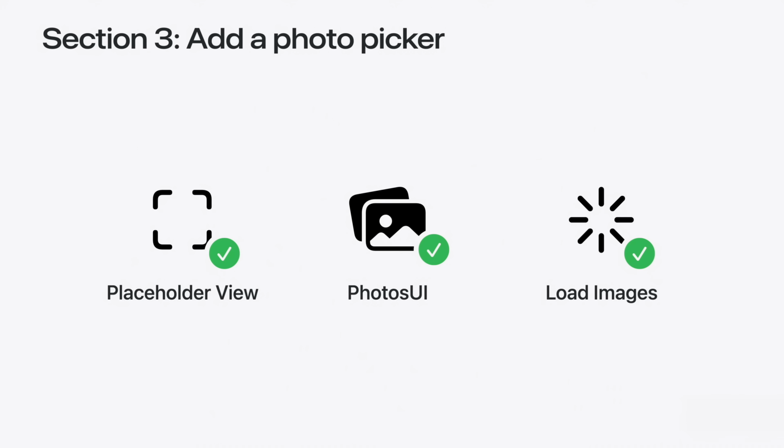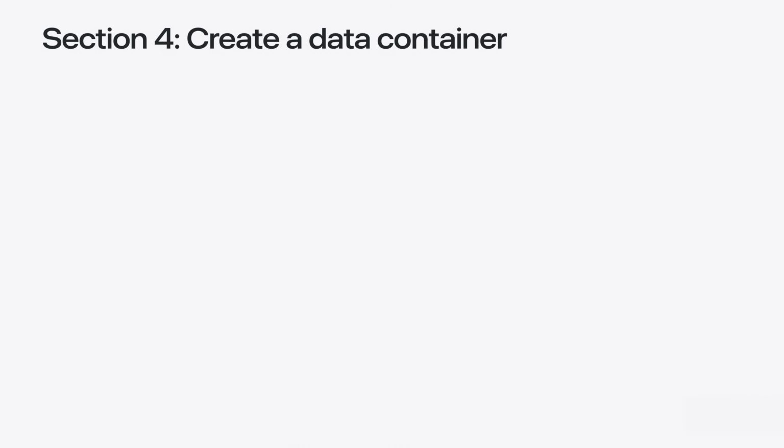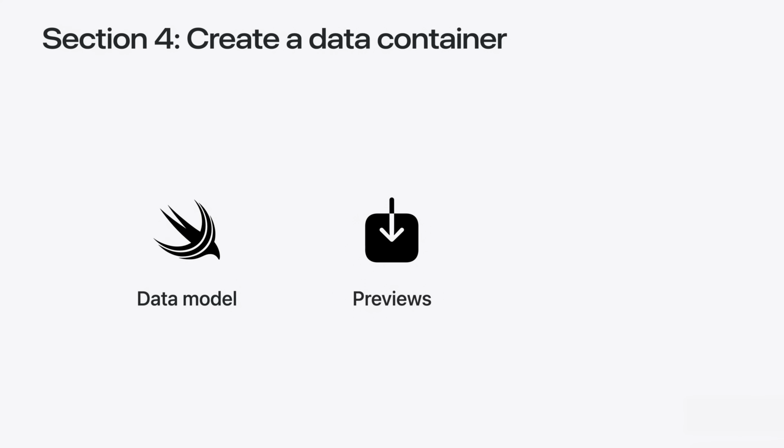Now, I'll start section 4. This is the biggest section of them all, and is crucial for the app. Create a data container. I'll use the SwiftData framework to set up persistence in my app. I'll build a data model that captures the information for each grateful moment. I'll also create some sample data I can visualize in SwiftUI previews, a great way to test the layout of my app. Then, I'll create the necessary infrastructure to handle my data and connect it to the app.